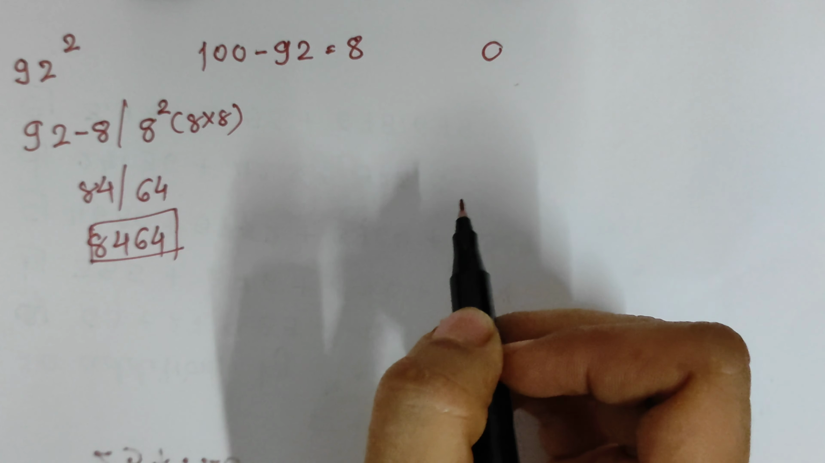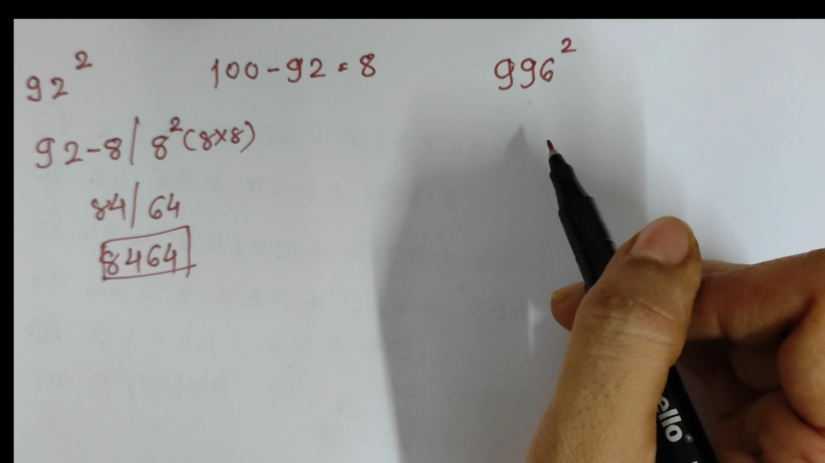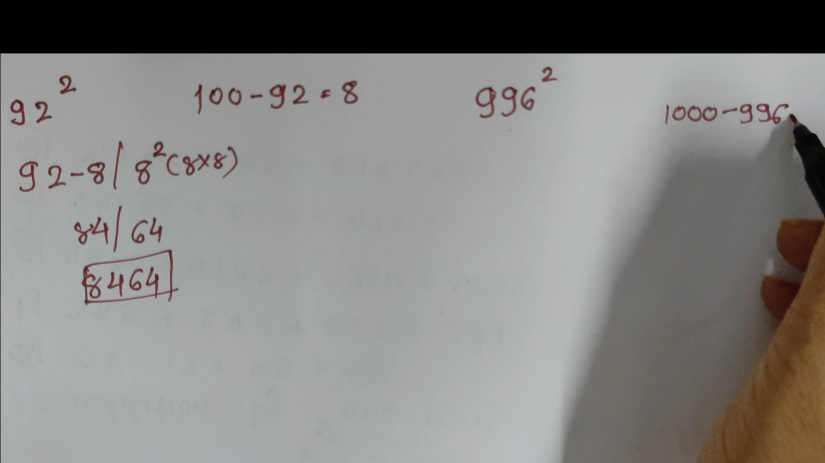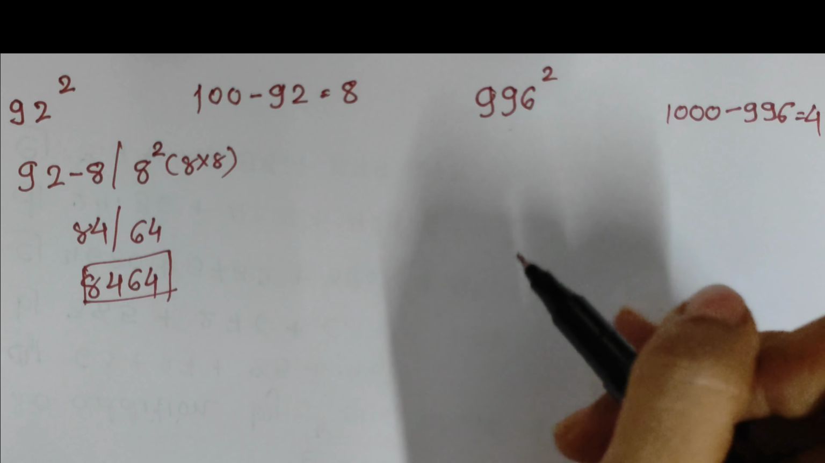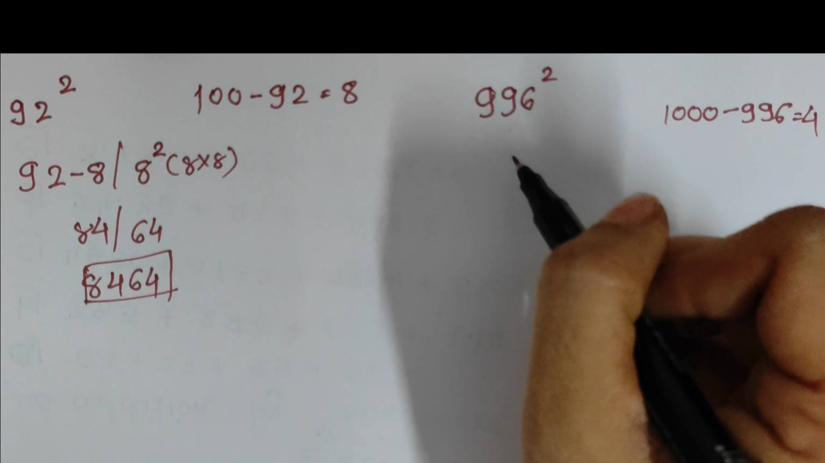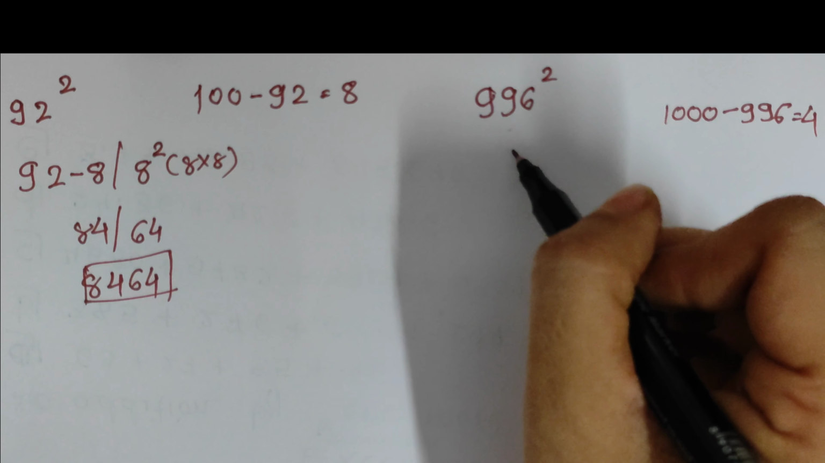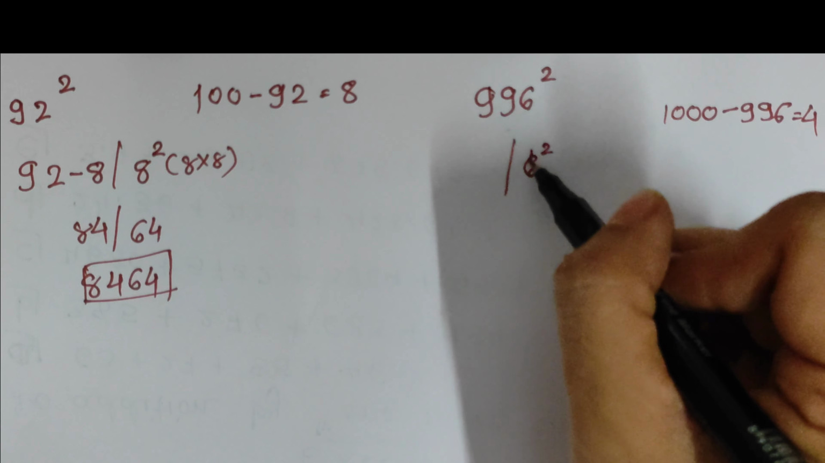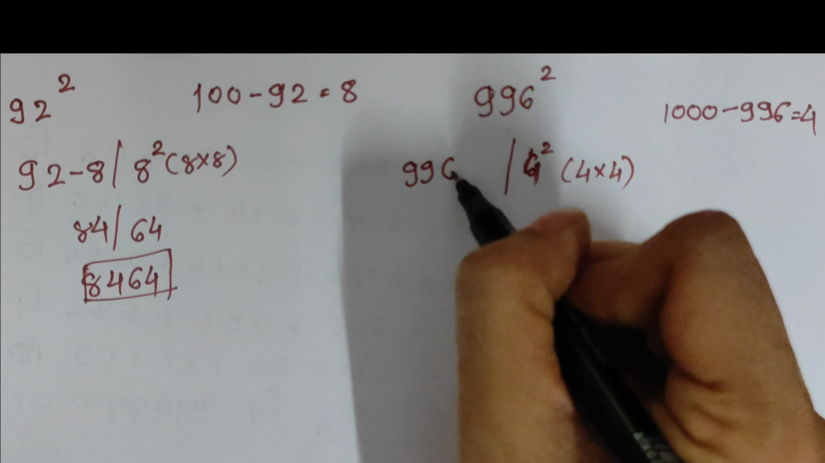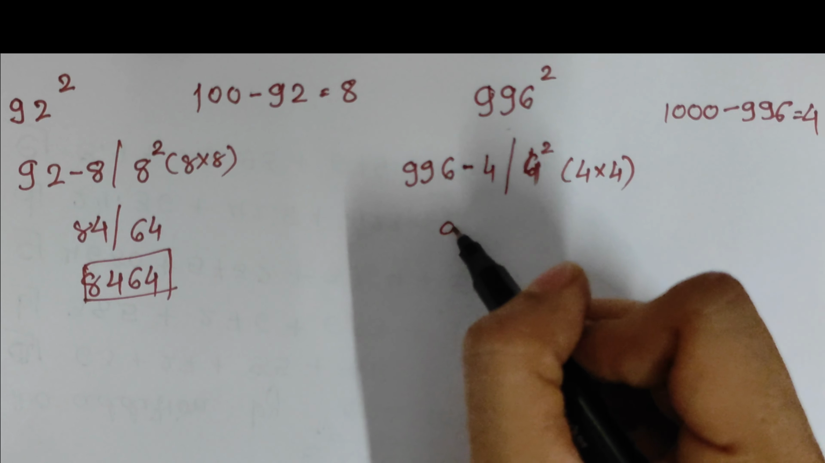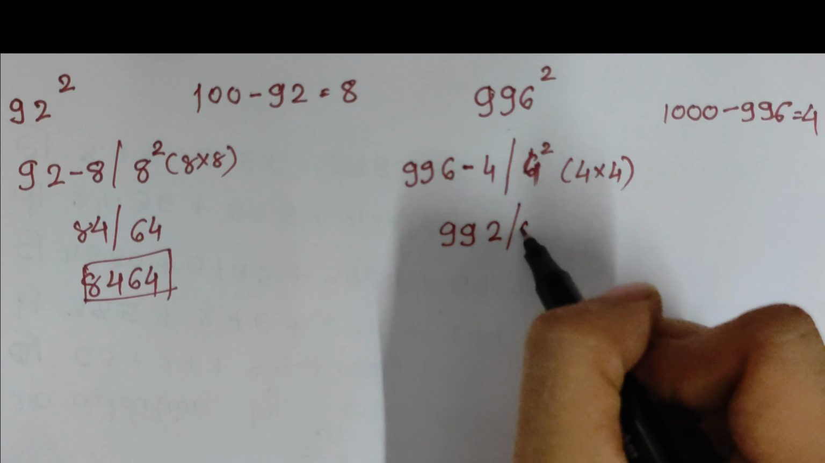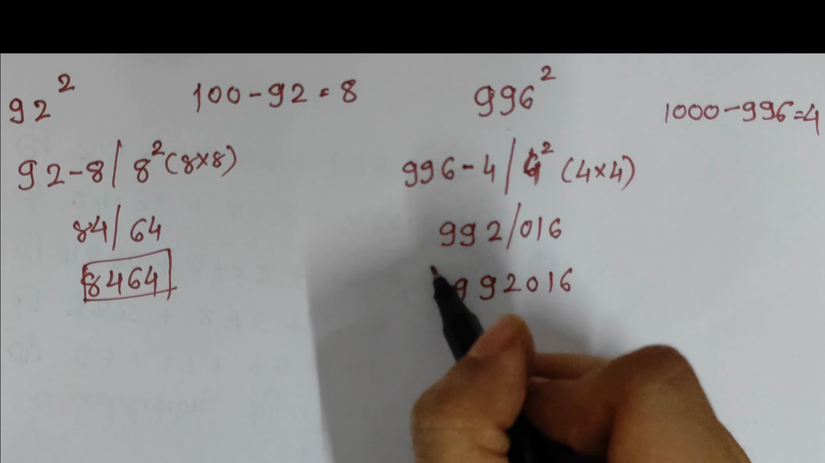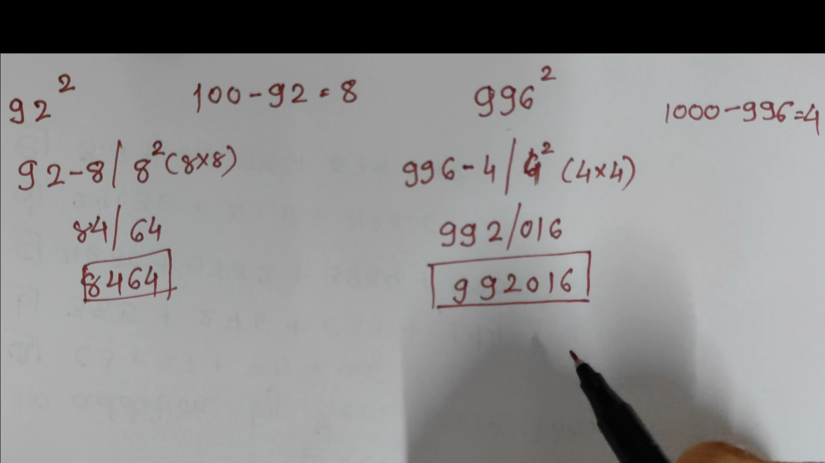Let's take another example. We find the 996 square. In this case, the base is 1000. 1000 minus 996 gives 4. So on the right side, we multiply the deviation by itself. 4 and 996 minus 4 is 992, and 4 4 ja 16. So the answer is 992016.